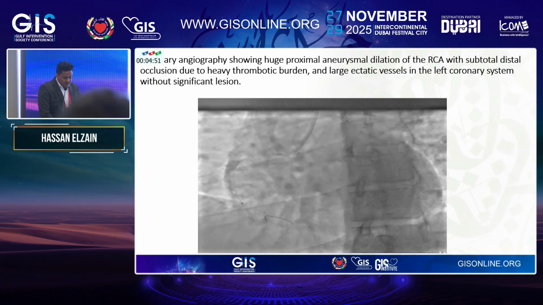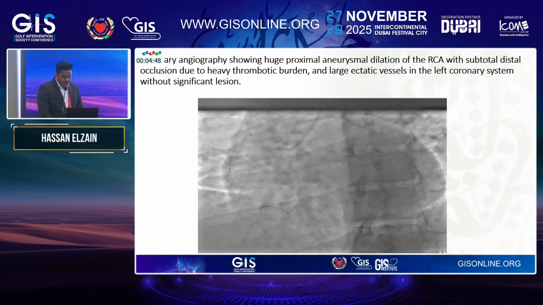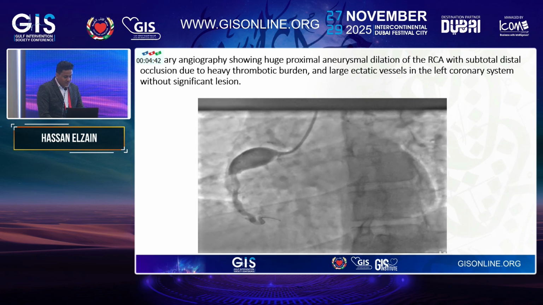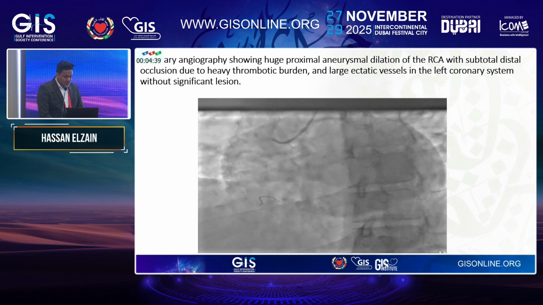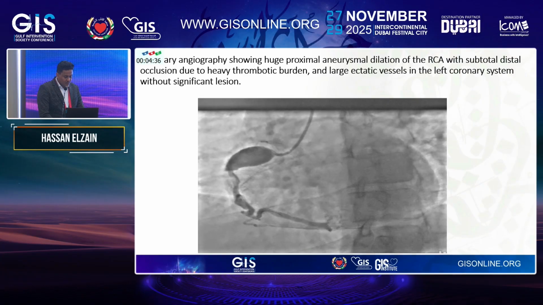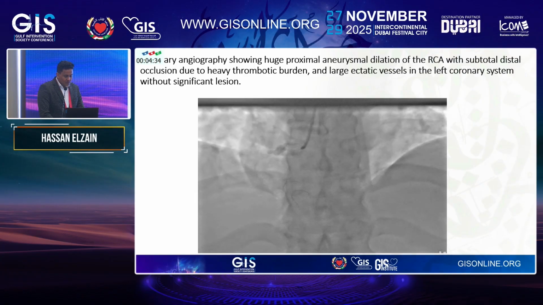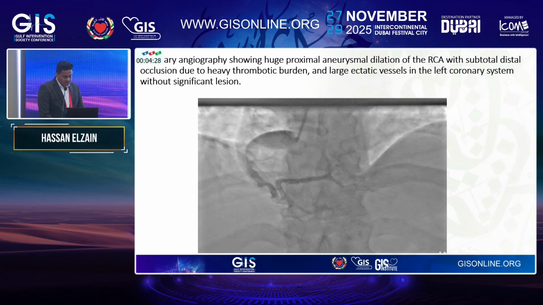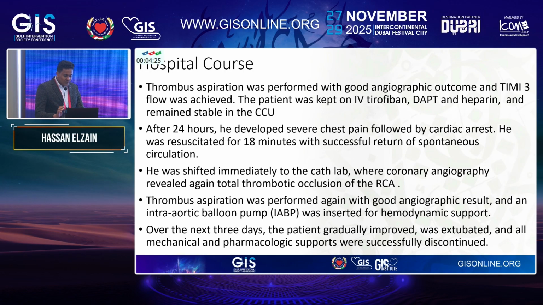So we did thrombus aspiration for the RCA. It is a good result with TIMI 3 flow. There is a good result after the thrombus aspiration. So we kept the patient in the CCU on IV tirofiban, DAPT, and heparin. I remember this patient, he was a young patient, and he just wanted to leave the hospital. This was his first time in the hospital, and he was asking for discharge.